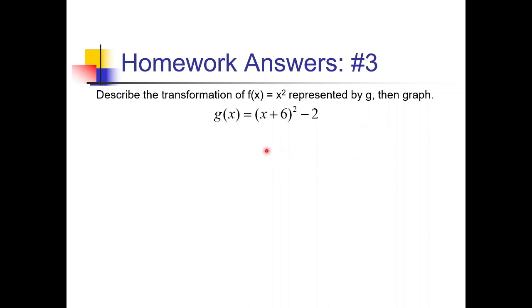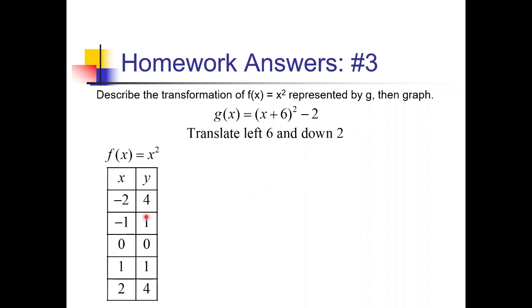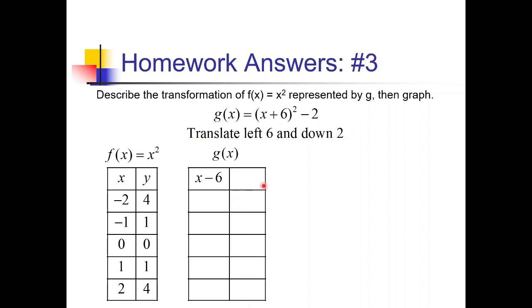For this transformation, we've got addition and subtraction, so this is all translations, all shifting. The +6 inside means we're actually shifting left 6. The -2 outside means we're shifting down 2. So here's our parent table for the quadratic. And for the g function, the new rule for x, left 6 means we have to do x minus 6. And then shifting down 2 means we've got y minus 2.